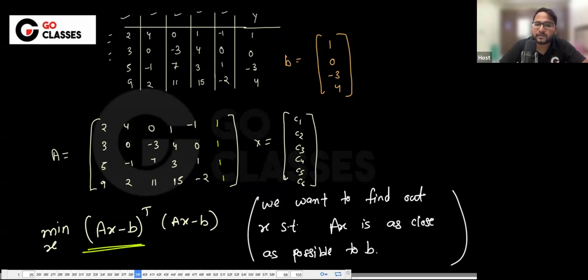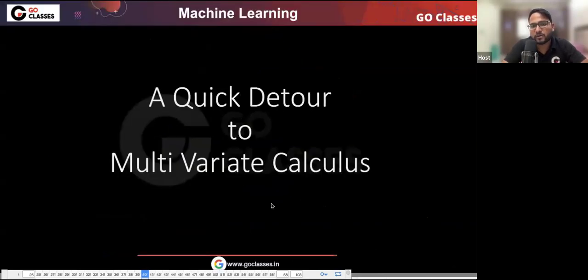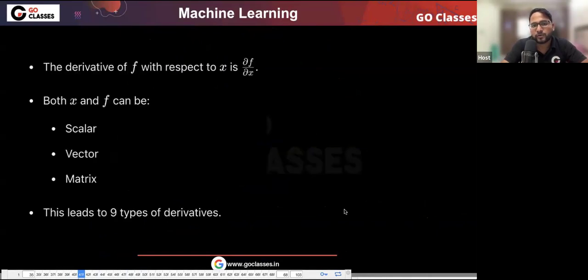Okay. So can you differentiate this? Can you differentiate AX minus B transpose into AX minus B? Let's just quickly see how to differentiate. Okay. So it will be a quick detour to multivariate calculus. Just a 15 minutes detour. I'm keeping it 10 to 15 minutes just to make sure that everyone is on the same track. Although we have discussed already in the calculus lectures, I have just copy pasted those slides here, but it will be worth it. Okay. So let's just quickly see.